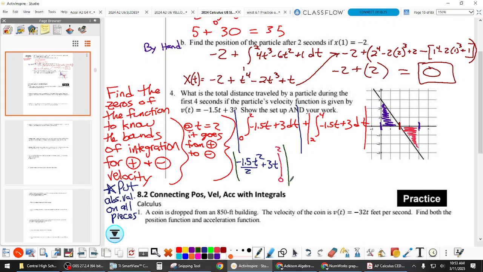There's a lot of little marks on this thing now. Probably be easier to make the 1.5 3 halves. Yeah. So negative 3/4.